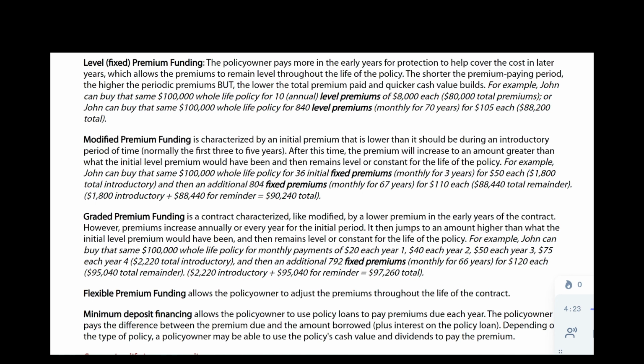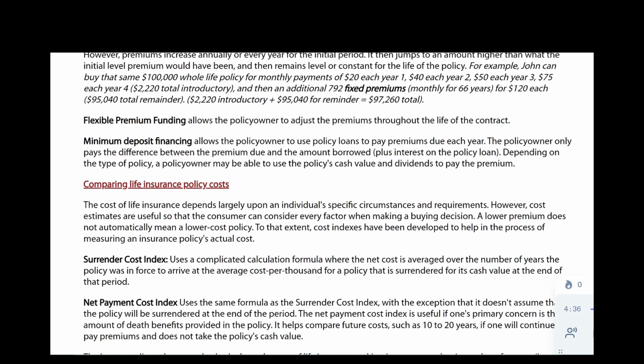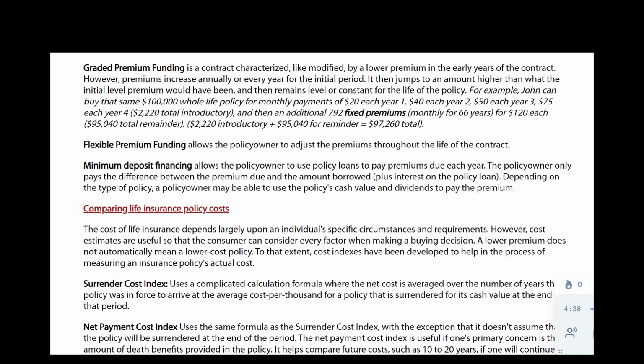For example, John can buy that same $100,000 whole life policy for monthly payments of $20 each year 1, $40 each year 2, $50 each year 3, $75 each year 4, $2,220 total introductory. Then an additional 792 fixed premiums, monthly for 66 years, for $120 each, $95,040 total remainder. $2,220 introductory, $95,040 for remainder, $97,260 total.